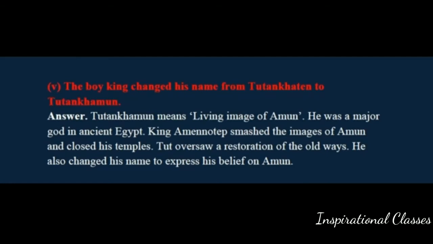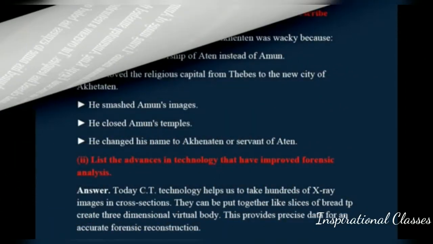5. The boy king changed his name from Tutankhaten to Tutankhamen. Answer. Tutankhamen means living image of Amun. He was a major god in ancient Egypt. King Amenhotep smashed the images of Amun and closed his temples. Tut oversaw a restoration of the old ways. He also changed his name to express his belief in Amun.